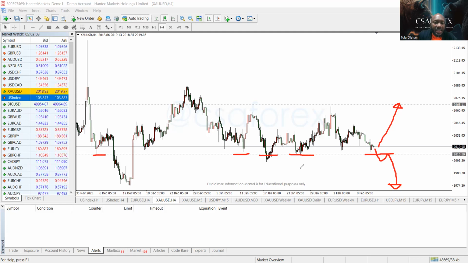Make sure you can see it using your strategy, because you must always use your trading strategy. Support, resistance, price action, SMC, ICT, whatever your strategy is, make sure you use it and then have your stop loss in place, because you must protect your account accordingly.